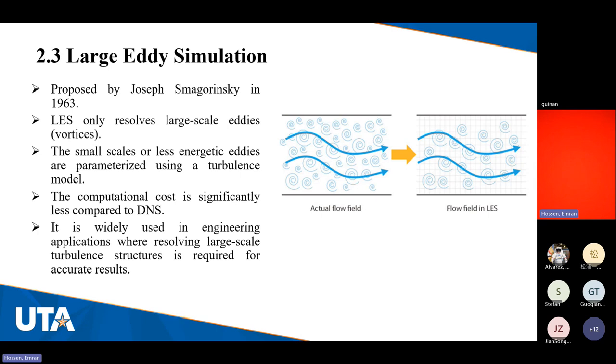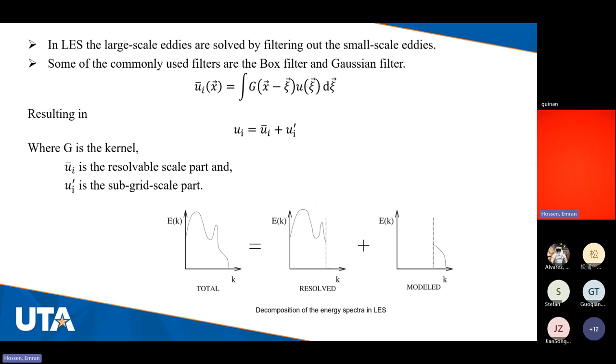In the LES case, we also apply a filtering equation: phi bar of x equals the integral of G of x minus x prime times phi of x prime dx prime, where G is the kernel, phi bar is the resolvable scale part, and phi prime is the subgrid scale part. You can then see the decomposition of the energy spectra in LES: the total energy spectra equals the resolved part plus the model part.